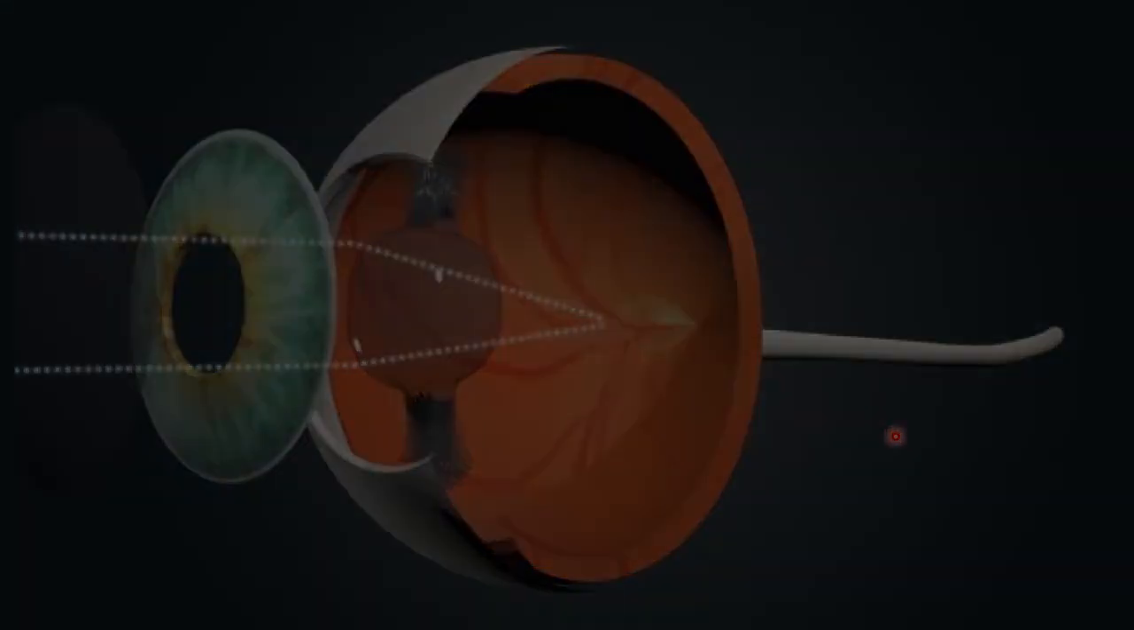Clear? So class, I think you have understood the working and the construction of the human eye. In the next lecture, we will study the defects of the human eye. There are three defects: myopia, hypermetropia and presbyopia. This we will study in our next lecture.